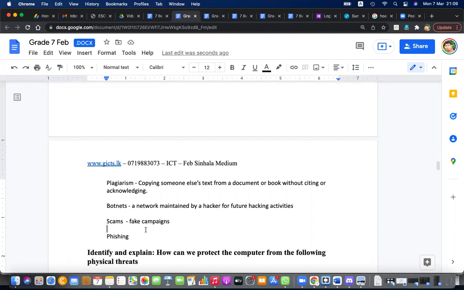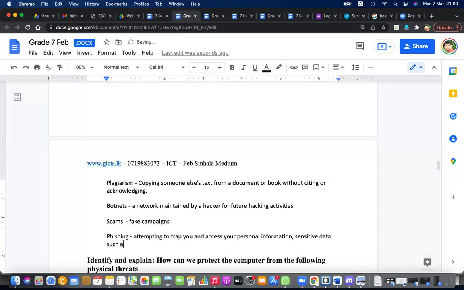Phishing. The last thing is phishing. Attempting to trap you and access your personal information, sensitive data such as passwords and PIN numbers. Financial data.